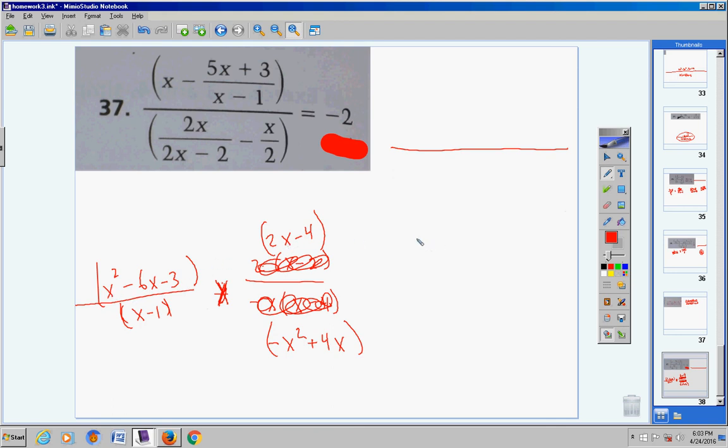Alright, here we go. We're multiplying a trinomial times a binomial. X squared times 2x, 2x cubed. X squared times negative 4, negative 4x squared. Negative 6x times 2, negative 12x squared. Negative 6x times negative 4, positive 24x. Negative 3 times 2, negative 6x. Negative 3 times negative 4, positive 12. So there we go. Now let's take a binomial times the binomial.